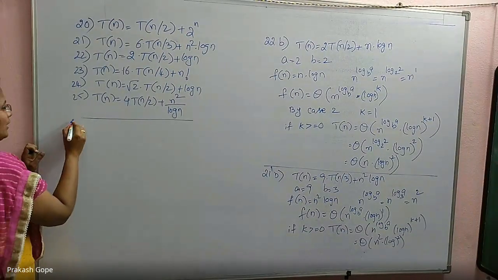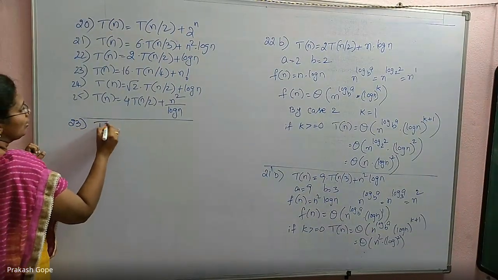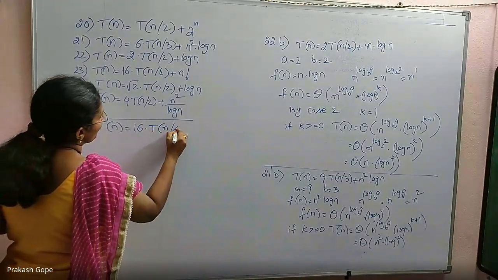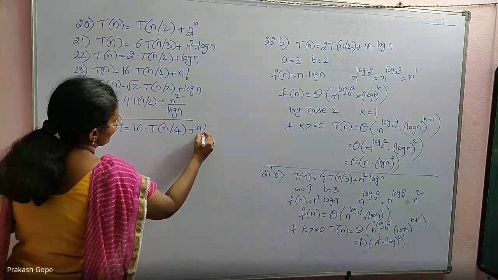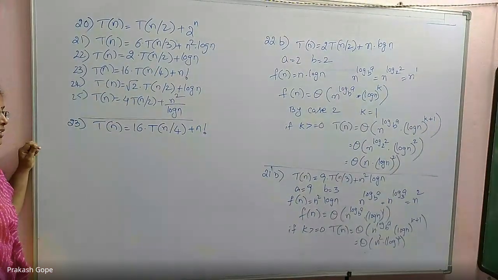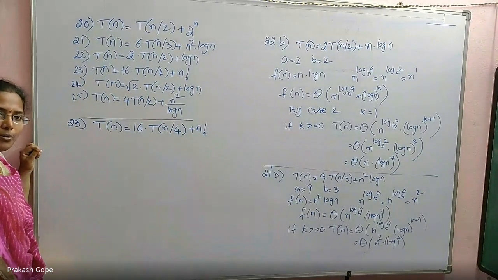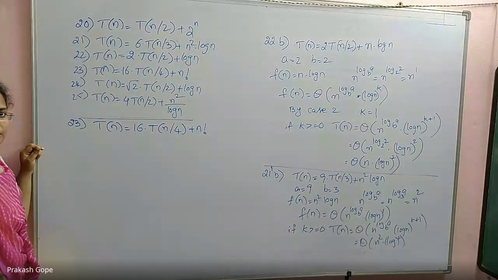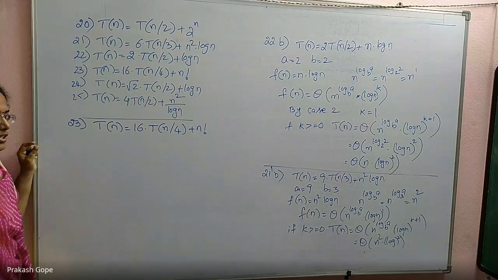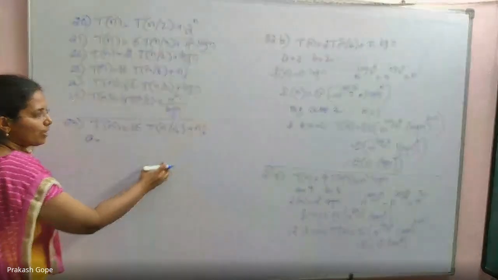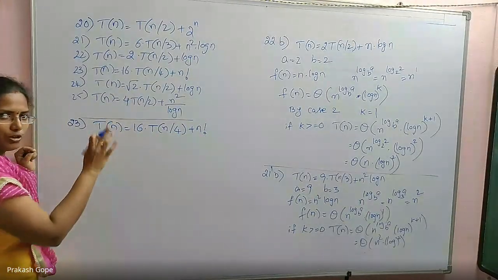Question number 23. T(n) is equal to 16 into T(n by 4) plus n factorial. N factorial is much greater than a polynomial. It is greater than 2 power n, greater than exponential. Correct? Okay. So it is not in polynomial format, so theorem 1 cannot be applied.